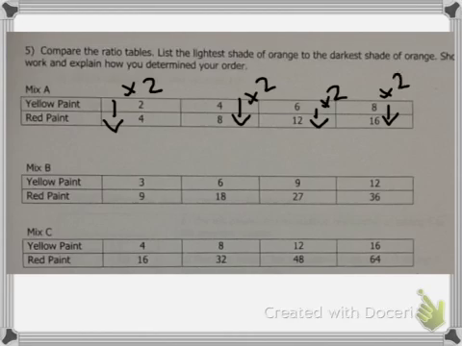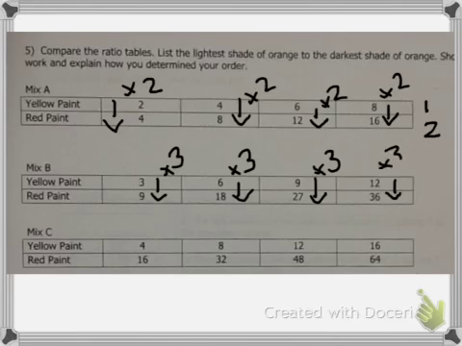So that means if I have 1 yellow paint, there's going to be 2 red paints. For mix B, I notice the yellow paint times 3 gives me the red paint in every single entry in my ratio table here as well. 12 times 3 is 36. That means if I have 1 yellow, there's going to be 3 reds.